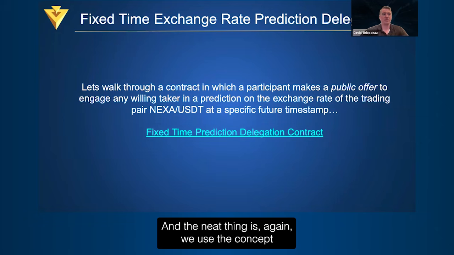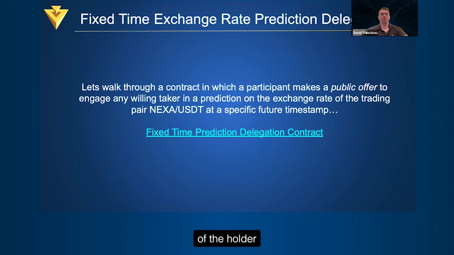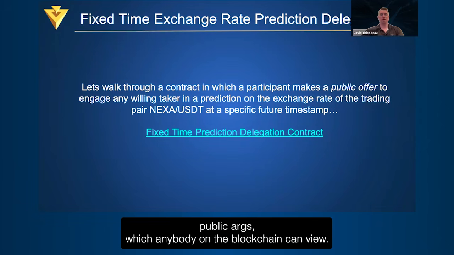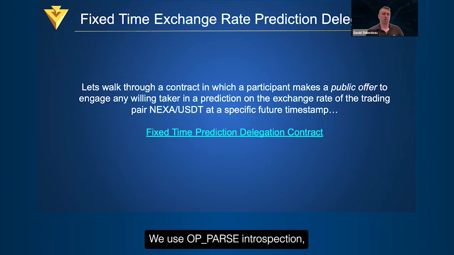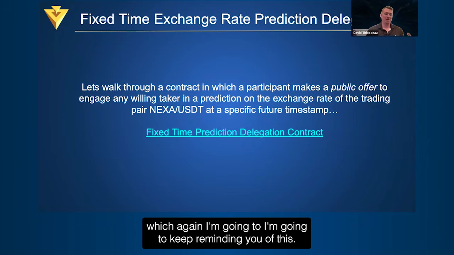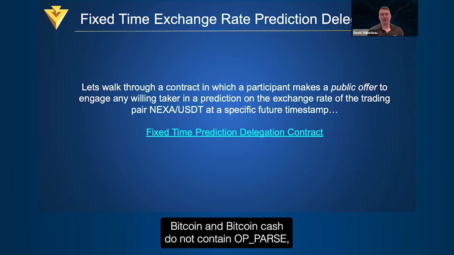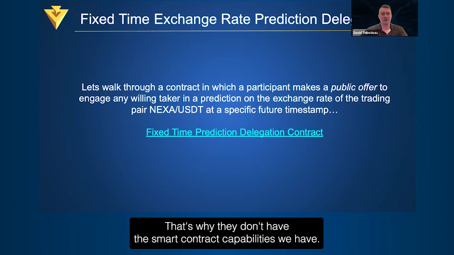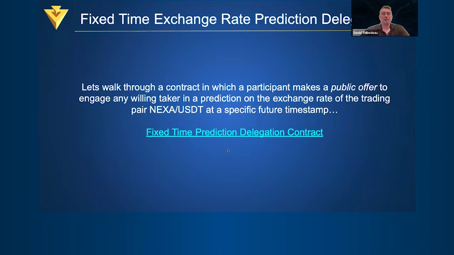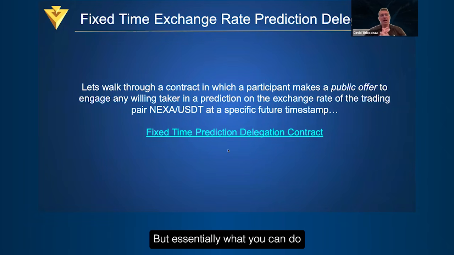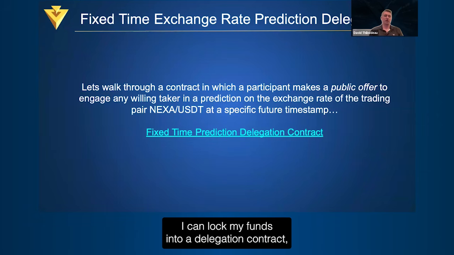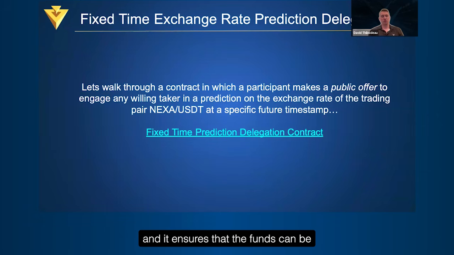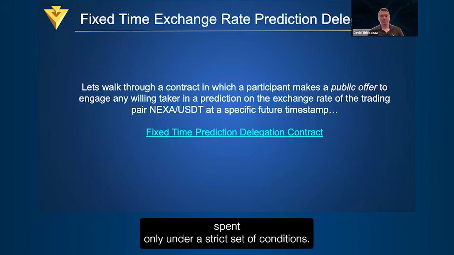And the neat thing is, again, we use the concept of the holder public args, which anybody on the blockchain can view. We use OP_PARSE introspection, which again, I'm going to keep reminding you of this. Bitcoin and Bitcoin Cash do not contain OP_PARSE. That opcode does not exist for them. That's why they don't have the smart contract capabilities we have. But essentially, what you can do, I can lock my funds into a delegation contract, and it ensures that the funds can be spent only under a strict set of conditions.